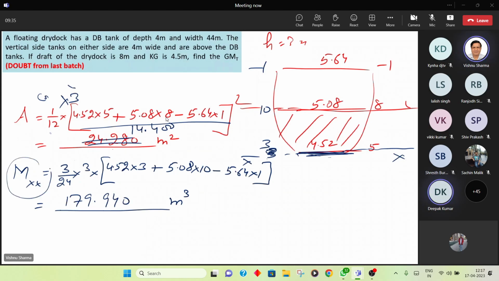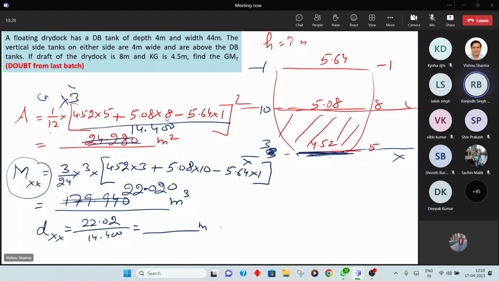Now when I divide this moment about xx by the area, I will get the distance of the CG from xx. Check again, don't worry, take your time, because your dxx cannot be more than 3 in any case here. So dxx will be equal to 22.02 divided by 14.400. How much does this come, beta? dxx is 1.529.